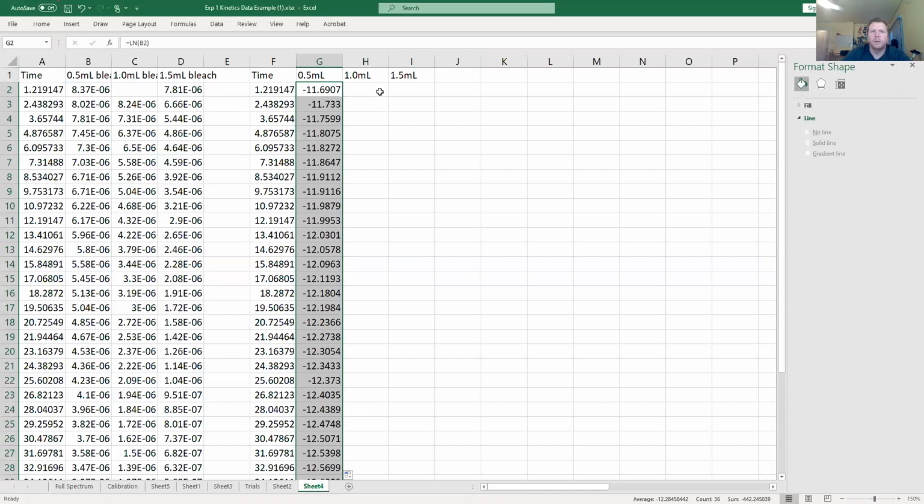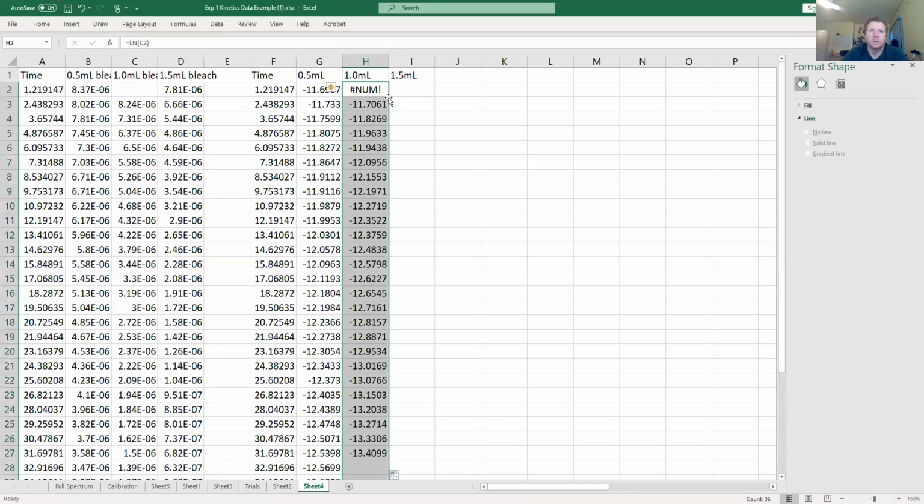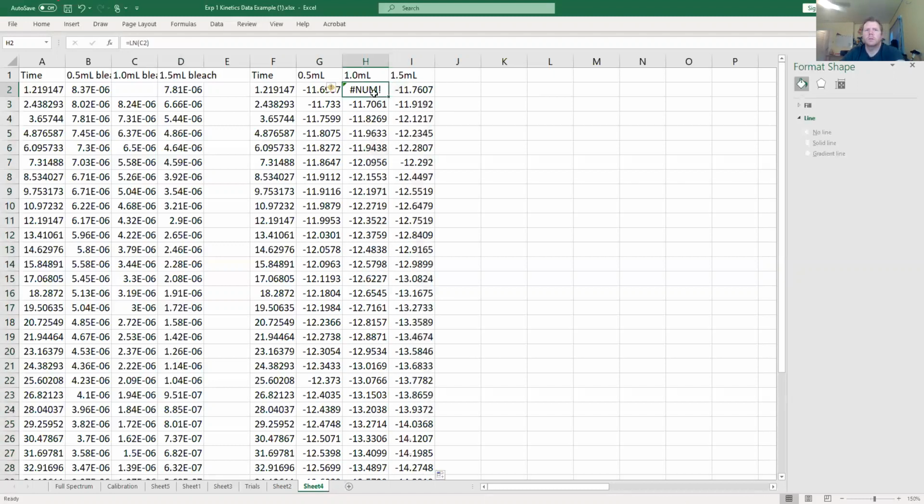And I'm going to populate all of those data. Now equals natural log, and well, C actually has nothing in it, but the rest of them are good. And then equals natural log, copy that. Oh, what happened there? Parentheses, close parentheses, and go through. I'm going to delete this one though. Okay, so now I've got all my natural log data versus time.